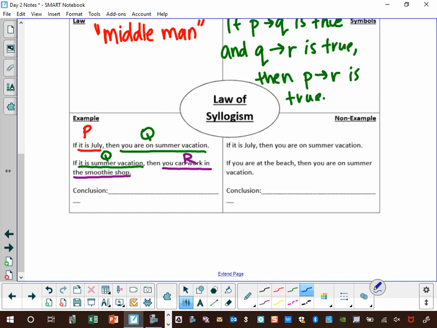Do you guys see how my Q's are in the middle? Okay, that's what I want. When my Q's are in the middle, I can cancel out the middleman. So my conclusion is going to be, if it is July, then what? Good, then you can work in a smoothie shop. If it is July, then work in a smoothie shop.